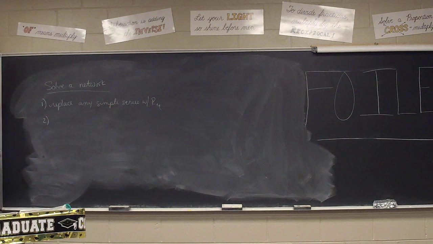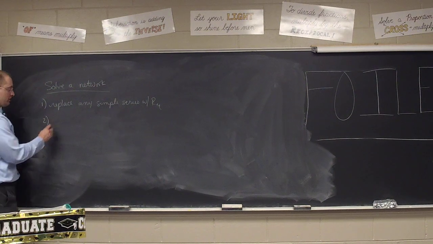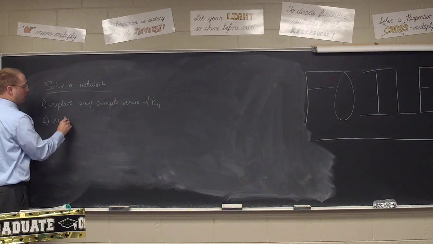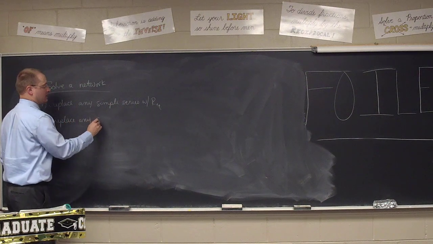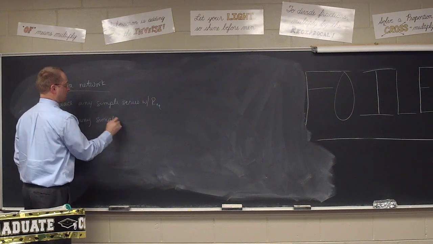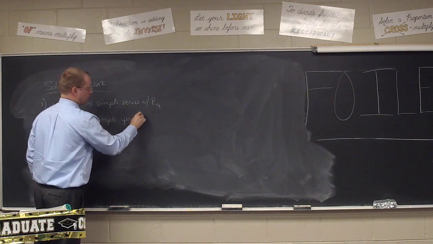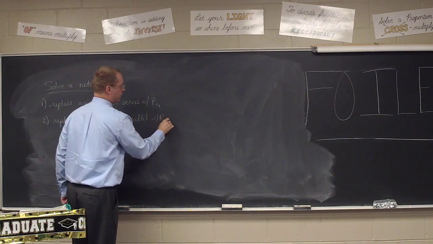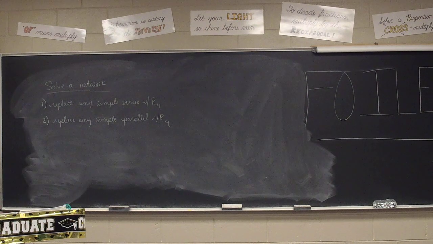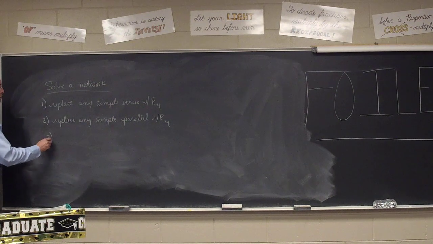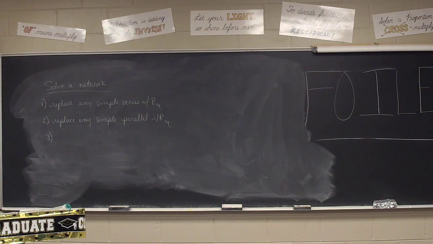Once you've done that, you may have some simple parallel resistances. So, replace any simple parallel with equivalent resistance. And again, I know it requires the use of reciprocals, but it's really not hard to do. It may require memory values because reciprocals sometimes work out with crazy decimals, but it's still not a hard process. Once you've done that, you may have recreated more simple series. And when you simplify those, you may recreate more simple parallel.